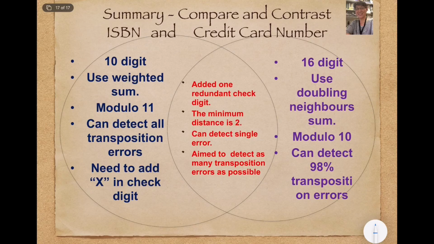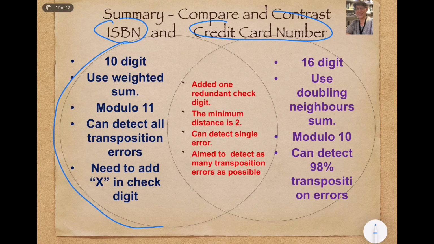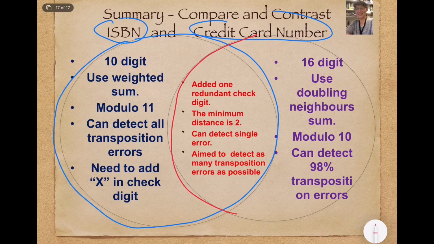Now we're in a good position to compare and contrast the 2 code methods we introduced. On the left side is ISBN. On the right side is the credit card number, which we just introduced. What do the two codes have in common? They both add one redundant digit, increasing the minimum distance from 1 to 2, and they both aim to detect single errors, which both achieve, and they also aim to detect transposition errors as well.